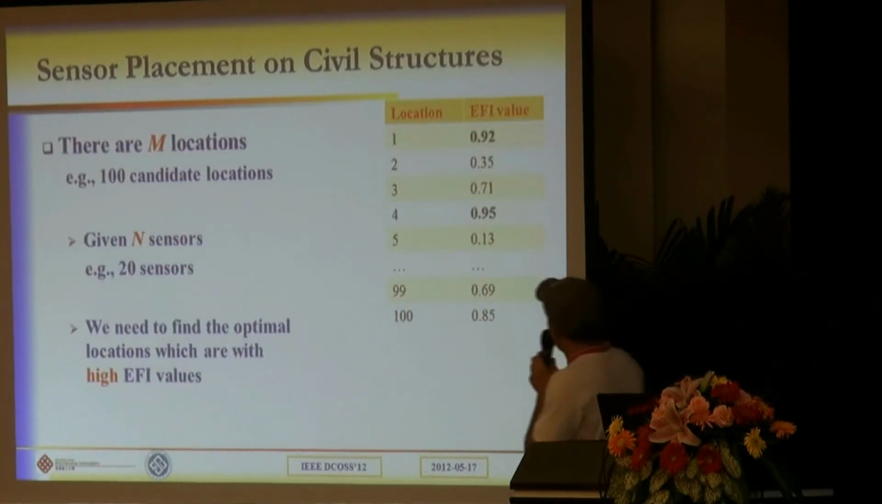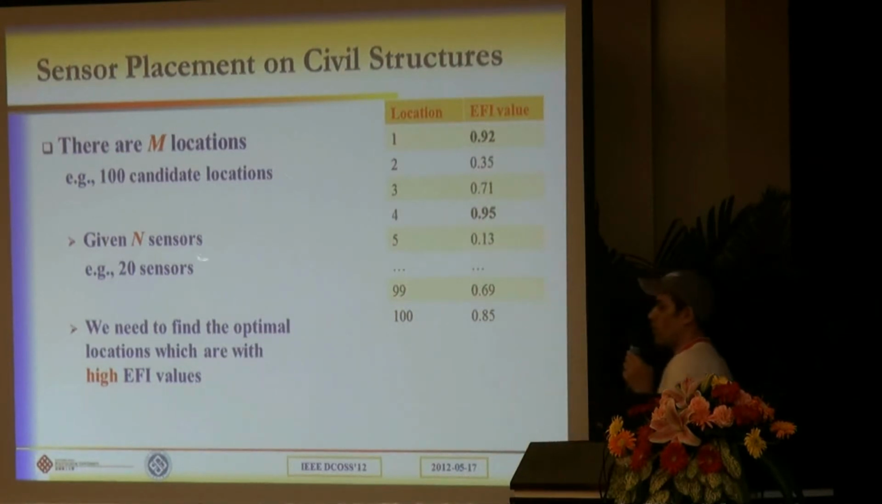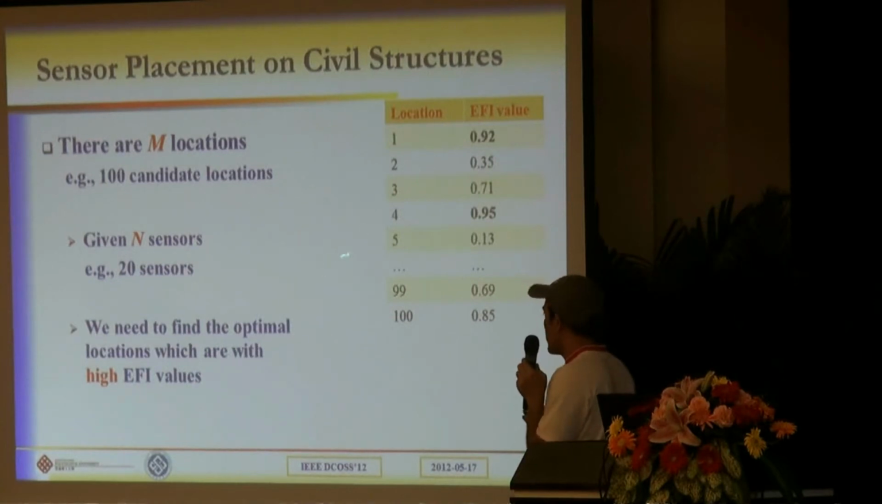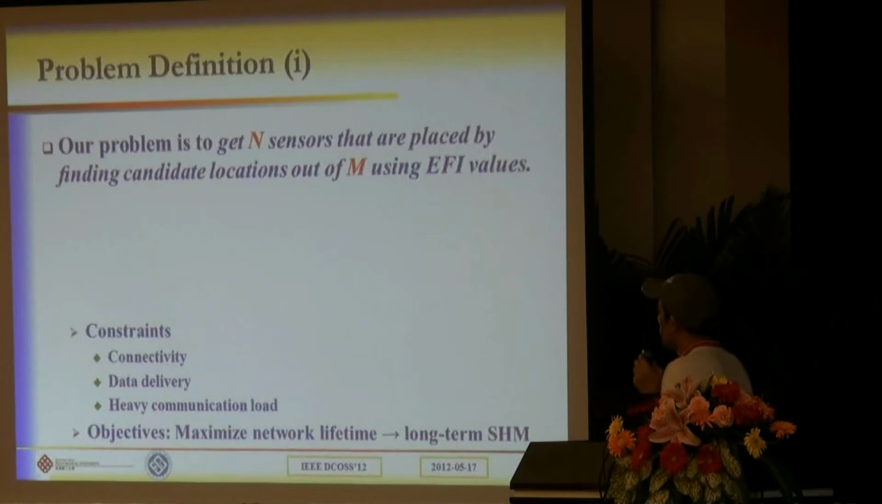Now, what is an EFI value? According to those calculations, we can get the EFI values and rank them. So there are some optimal locations with high EFI values, for example using a structural model like the FEM, finite element model. When we follow the civil engineering method, we need to find the locations. There are a lot of locations, so we need to find the definite locations. We consider n locations and we are given n sensors, so we need to find the optimal locations with high EFI values. This is our problem.